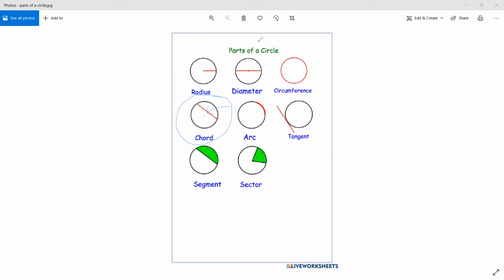Now these parts are not equal. For a diameter, these parts of the circle would be equal because the diameter passes through the center. But in the case of a chord, the parts of the circle are not equal, because the chord does not pass through the center. So when a chord cuts a circle, it divides it not into semicircles, but into segments.